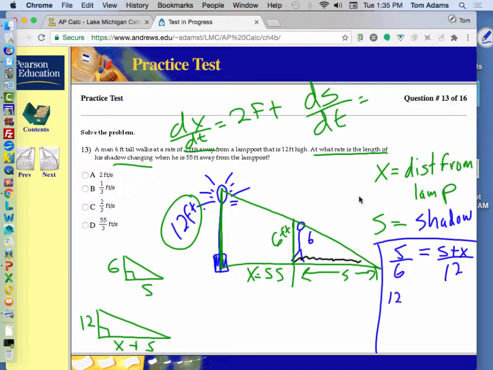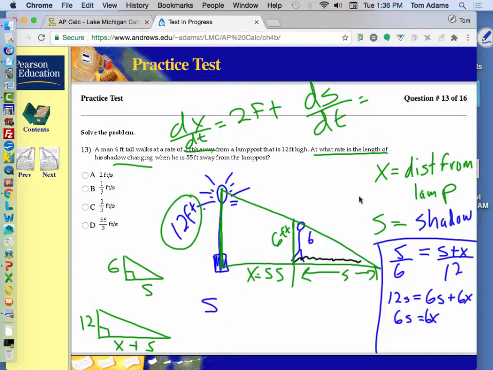So I get 12s is equal to 6 times s, so I get 6s here, plus 6x. Now one little trick that we do is if I subtract 6s from both sides, I get 6s is equal to 6x. Okay? And I could really, truthfully, just divide both sides by 6 and I get s equals x, right?